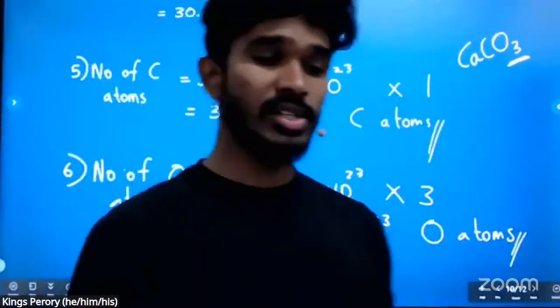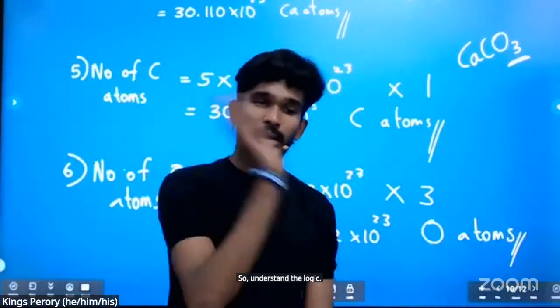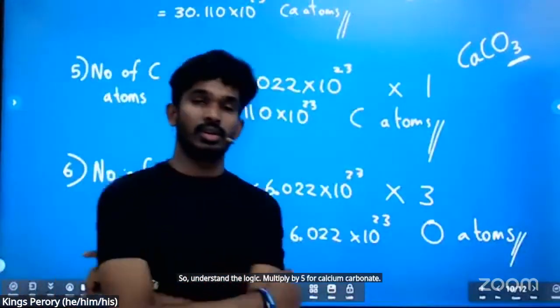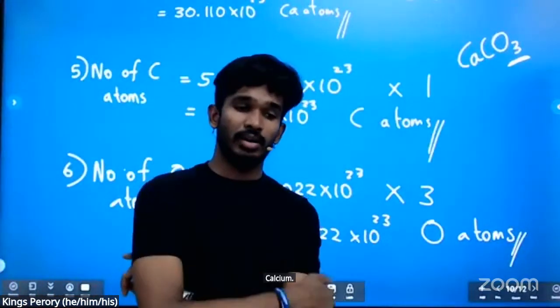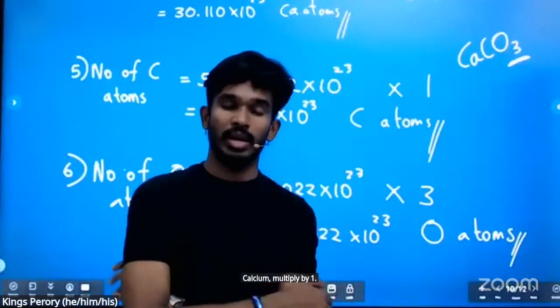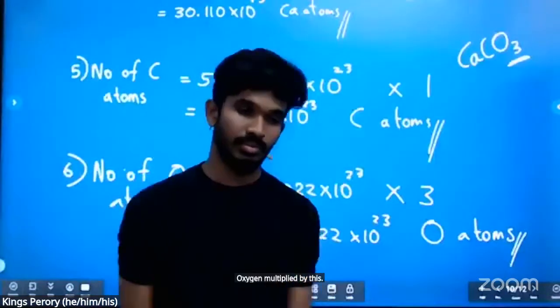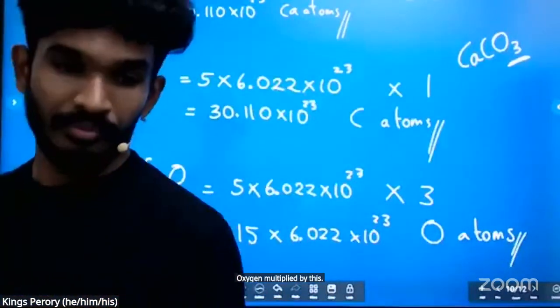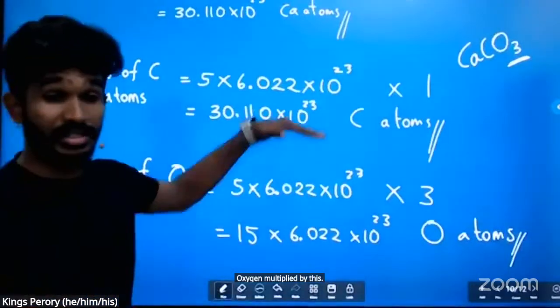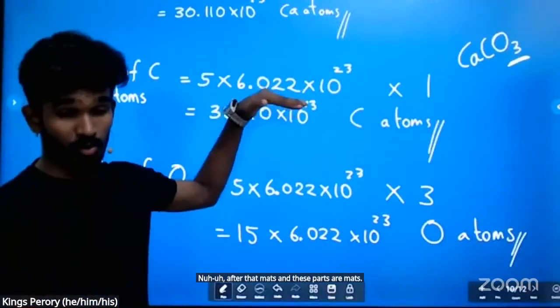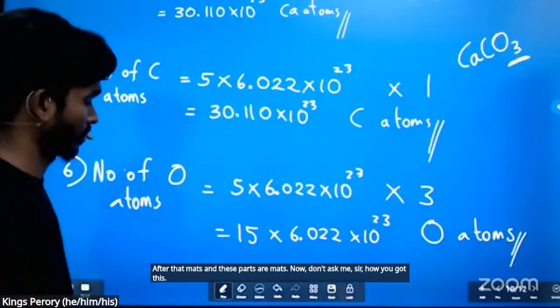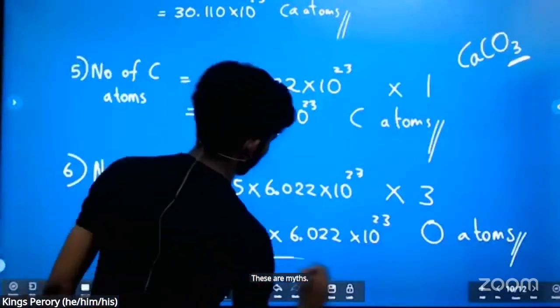So understand the logic. Total multiply by 5 for calcium carbonate. Calcium multiply by 1. Carbon multiply by 1. Oxygen multiply by 3. That's it. Now after that, these parts are maths. Now don't ask me, sir, how you got this. These are mathematical parts.